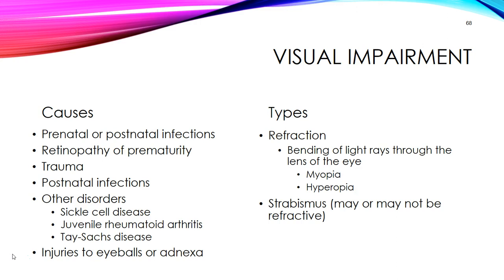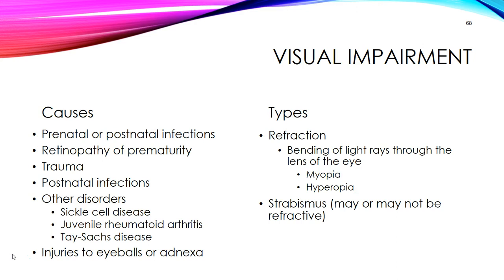So that's why we automatically treat everybody with that erythromycin. I mentioned the retinopathy of prematurity. That's where when we give too much oxygen to NICU babies, we actually cause blindness because it causes constriction of those blood vessels in the eye and cuts off blood flow. It could be trauma. It could be various infections. Lots of things can cause visual impairment.